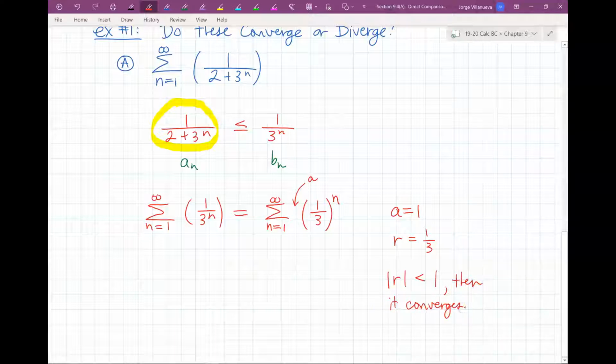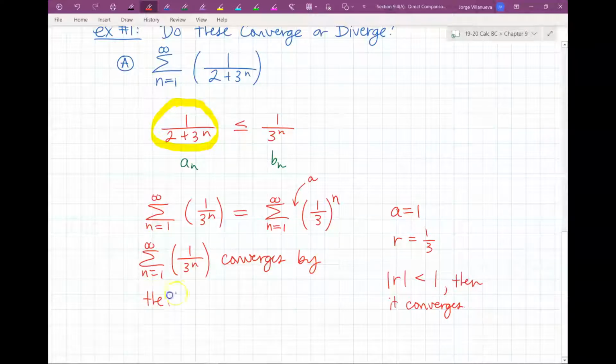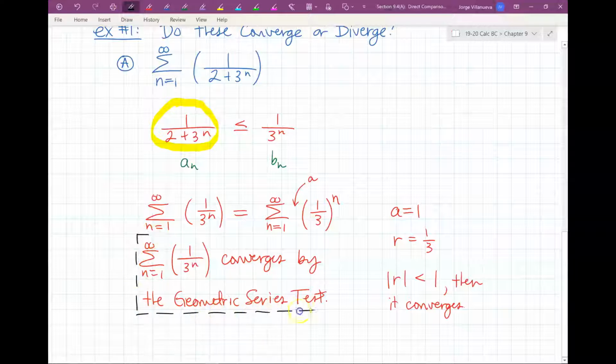Is that what's happening with me? Yeah. So I can say that this 1 over 3 to the n converges by the geometric series test. Notice I didn't have to find my answer. I didn't have to find what it converges to. I just want to prove that it converges.